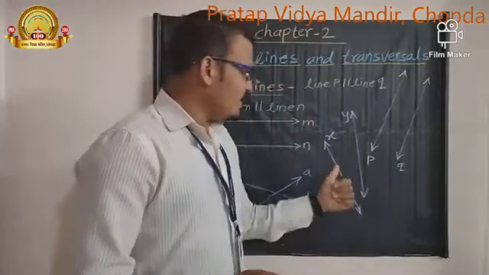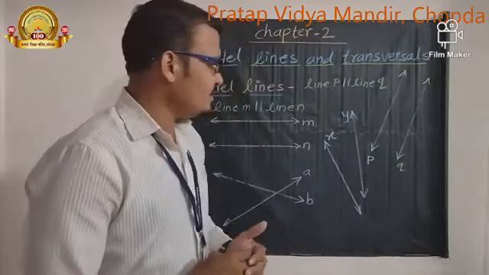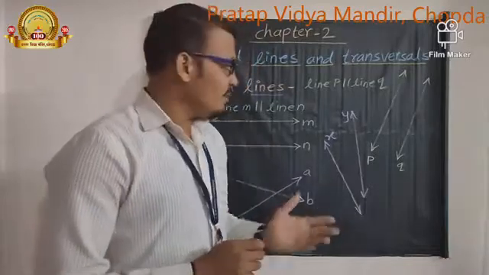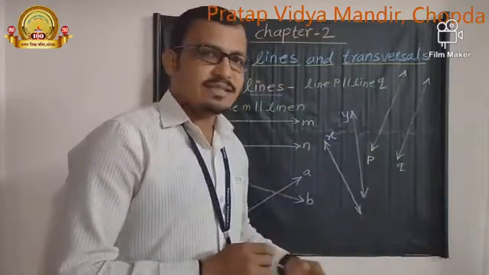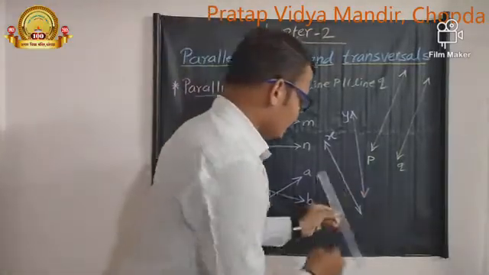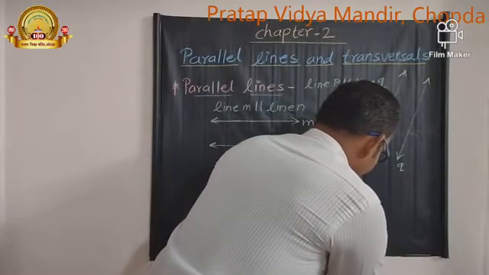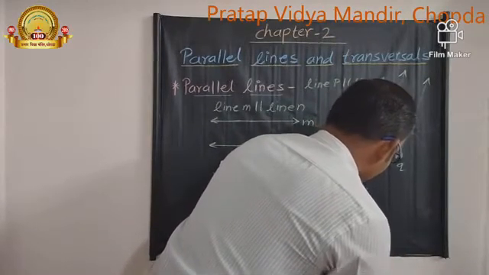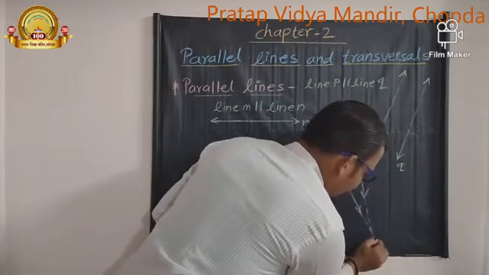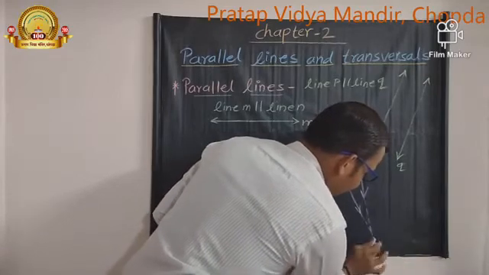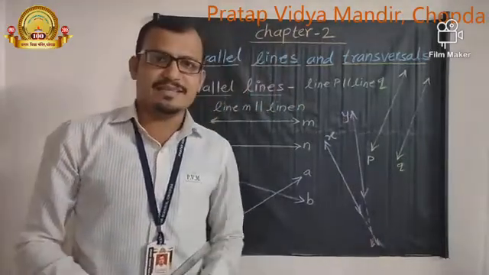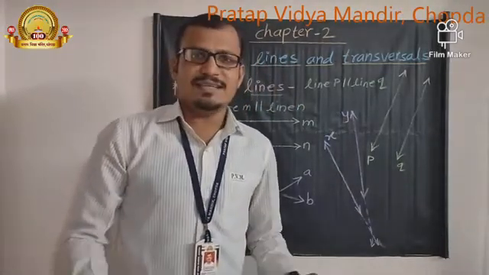Similarly, if we take line X and line Y, then here line X and line Y do not intersect each other. But if we extend these lines on this side, then clearly these lines intersect each other. See, if we extend line X and also line Y, then these lines intersect each other. So such lines are called intersecting lines.